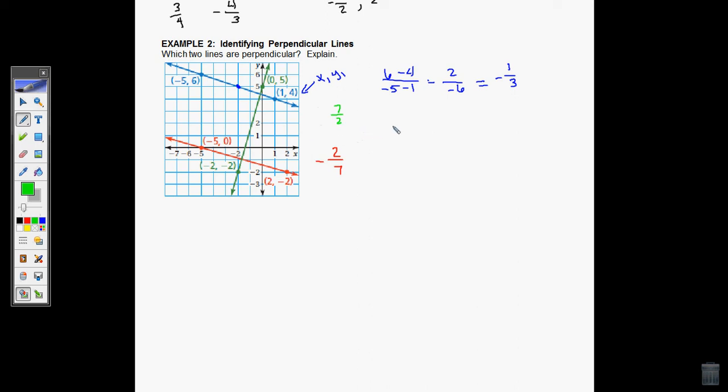So, which of these three numbers are negative reciprocals of each other? That would make them perpendicular. Negative reciprocals of each other. Well, it looks like these two are pretty close to each other. They look like they're reciprocals of each other, definitely. And one is positive, one is negative. Fantastic. Negative reciprocal. The green and the red are perpendicular lines because their slopes are negative reciprocals of each other.